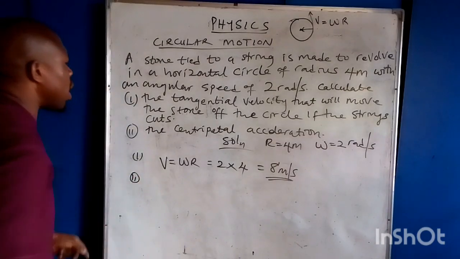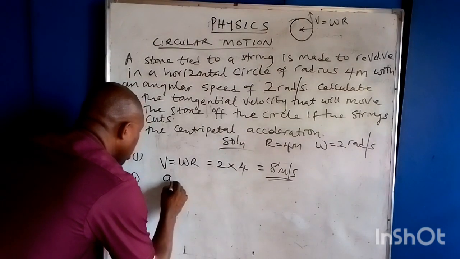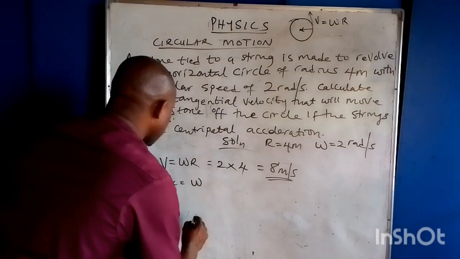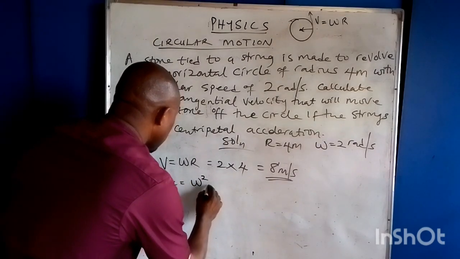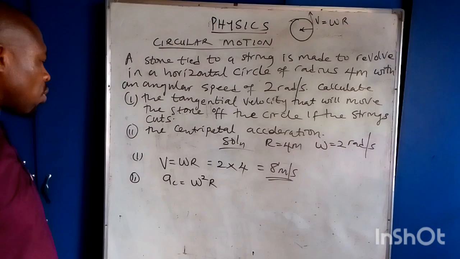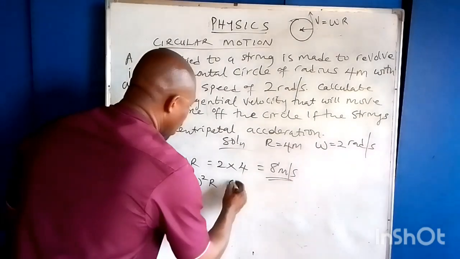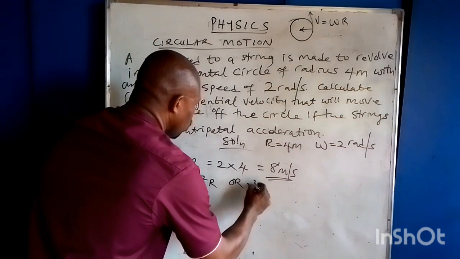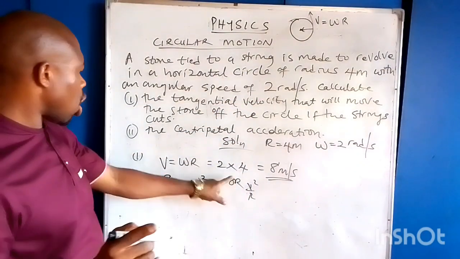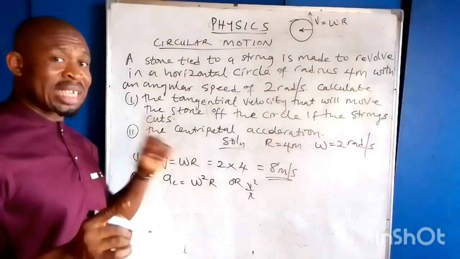Now the second question there is the centripetal acceleration, and of course the formula for centripetal acceleration is omega squared r. Omega squared r, the centripetal acceleration. Or remember we have v squared over r as one of the formulas, but in this case there is no speed given. We have gotten our speed. Either of these two formulas can go.